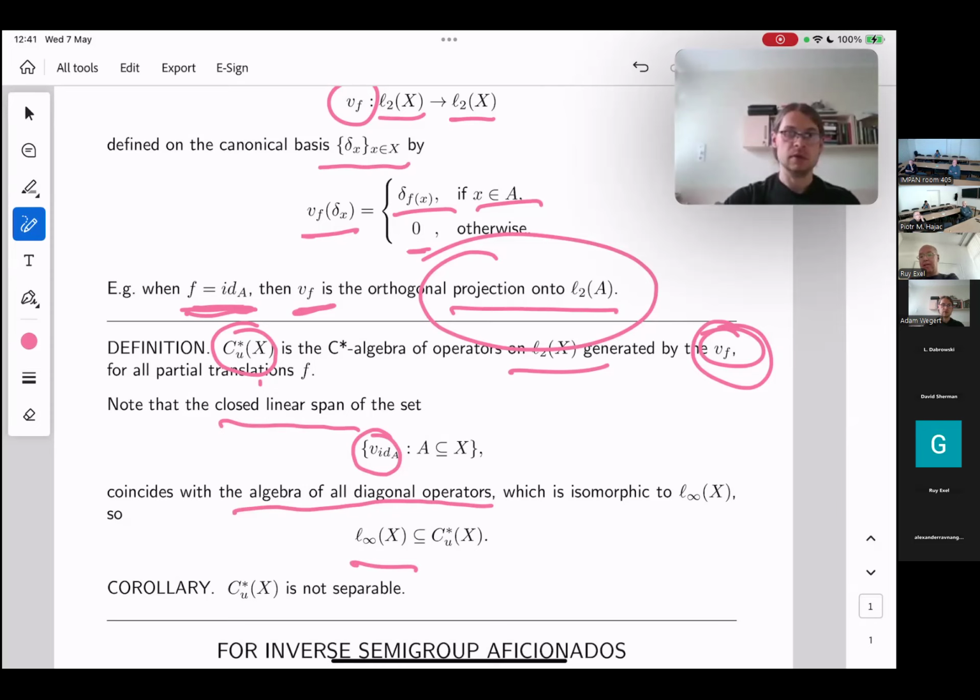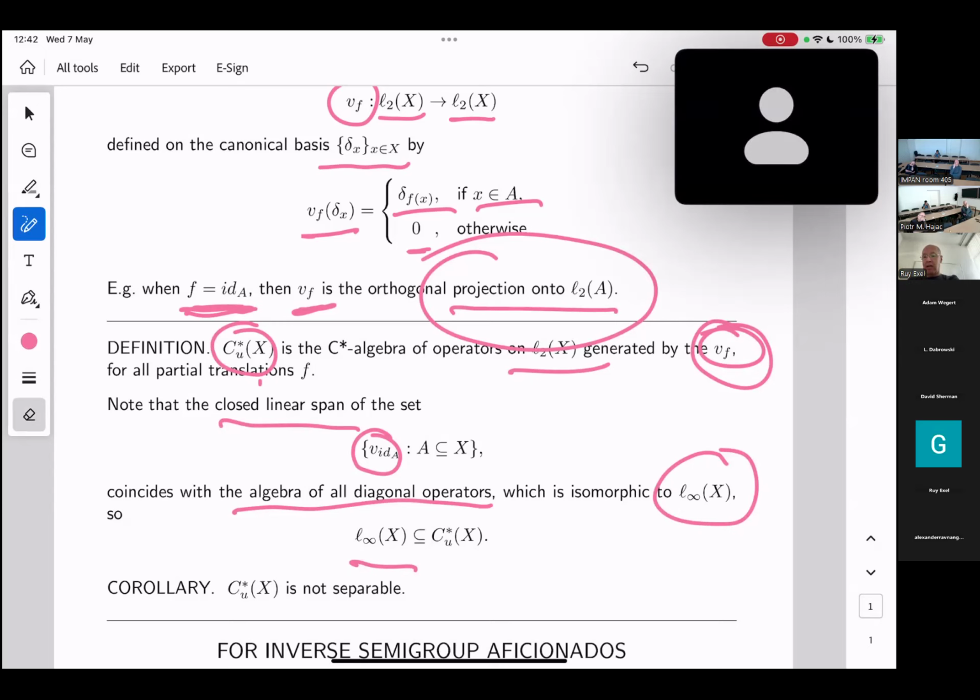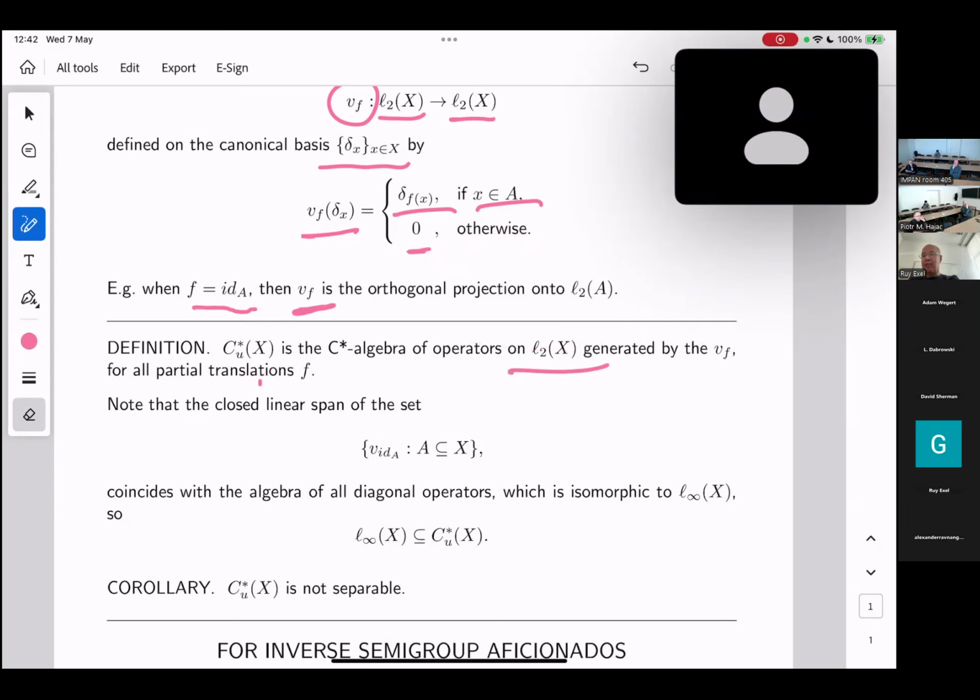So the algebra of diagonal operators is isomorphic to L infinity of X. And so we should realize that L infinity of X is a subset of our algebra. As a consequence, the uniform Roe algebra is not separable. There are lots of results in C-star algebras which require the algebra to be separable, so we are simply saying bye-bye to those results and facing this beast by ourselves.